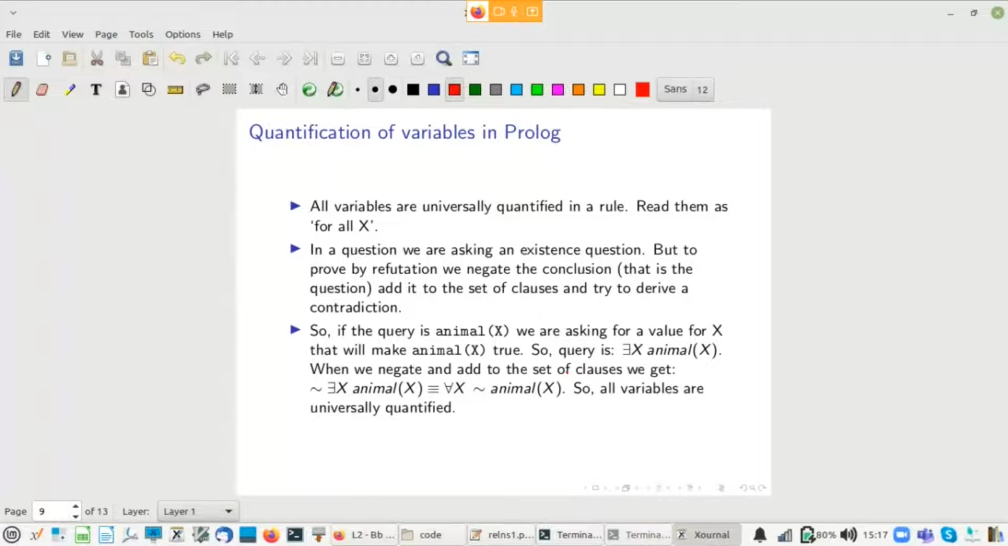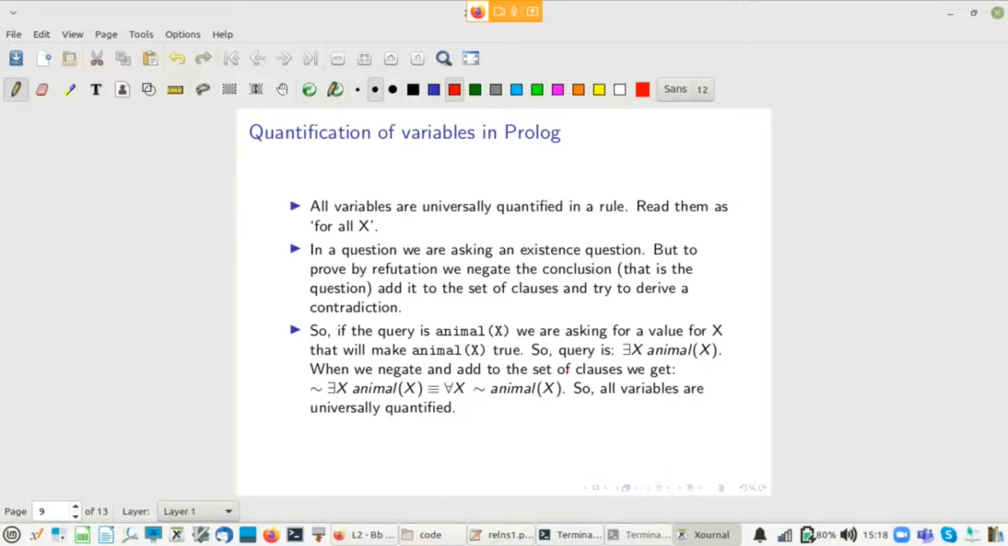the facts and the rules, not the goal. Then all the variables are to be interpreted as universally quantified, because in a fact there is no variable. In a fact, there is always a constant. So you are asserting something about a specific object that has been instantiated. It's not a variable. In a rule, all the variables are universally quantified.